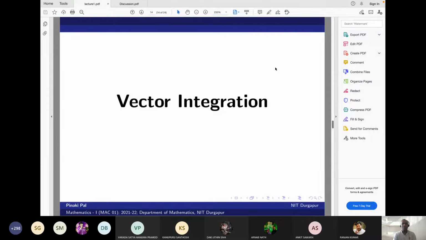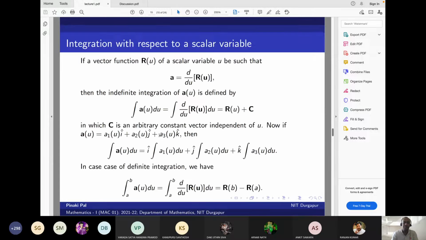So the idea of integration, we already have for a function of a single variable and probably a function of two variables, as well as three variables, double integration and triple integration. That idea you have already. So now we just want to translate that idea for vector functions, and we call this integration vector integration.